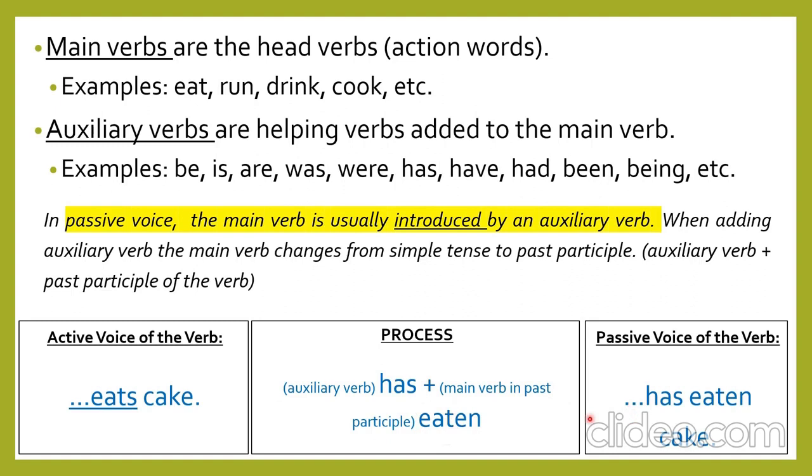Okay? I hope you have seen the shifting of the main verb into the past participle and the adding of the auxiliary verb and the past participle. Again, from eats in the active voice, we process it. Has plus past participle eaten equals has eaten in the passive voice.